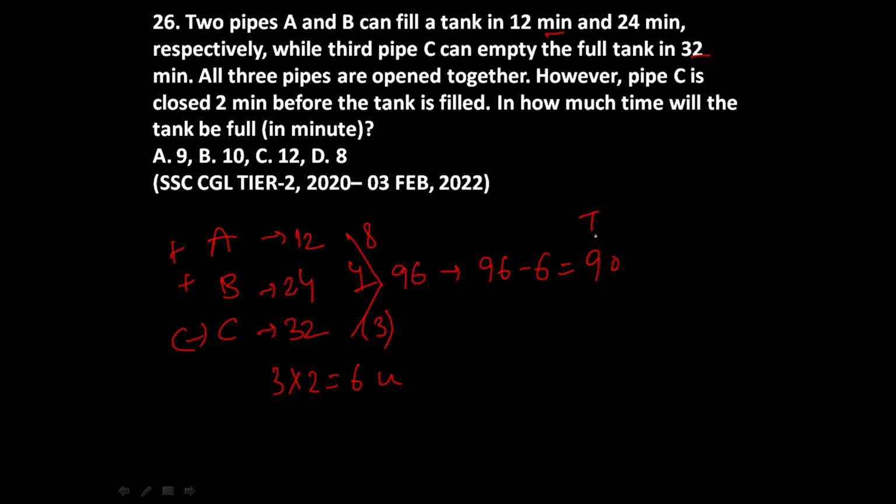90 is the total capacity now, right? And what is the total efficiency? 8 plus 4 is 12, and minus 3. It will be minus because it's emptying the tank. So it will be 9. So we have to divide it, and 10 will be the answer. Clear? Easy one. Moving to the next one.